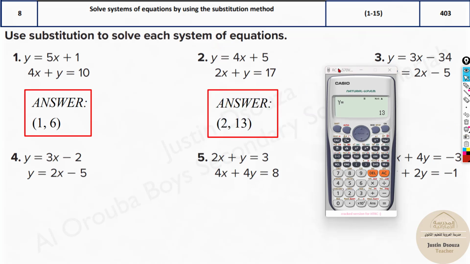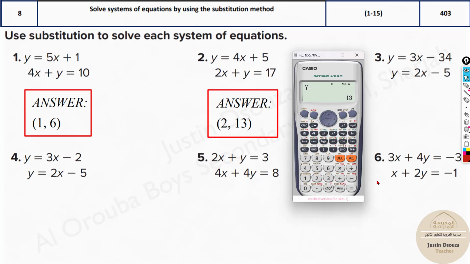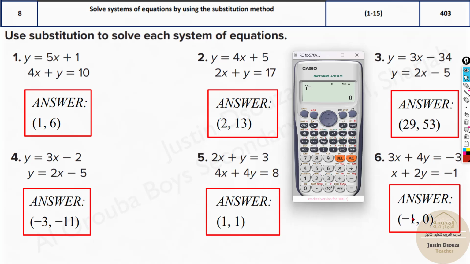Same way over here, you can do it by yourselves. Let's do this one over here. You just have to type 3, 4 and minus 3. 1, 2 and minus 1. If you miss out the sign, you will get an error. The x value is minus 1 and y value is 0, as you can see.